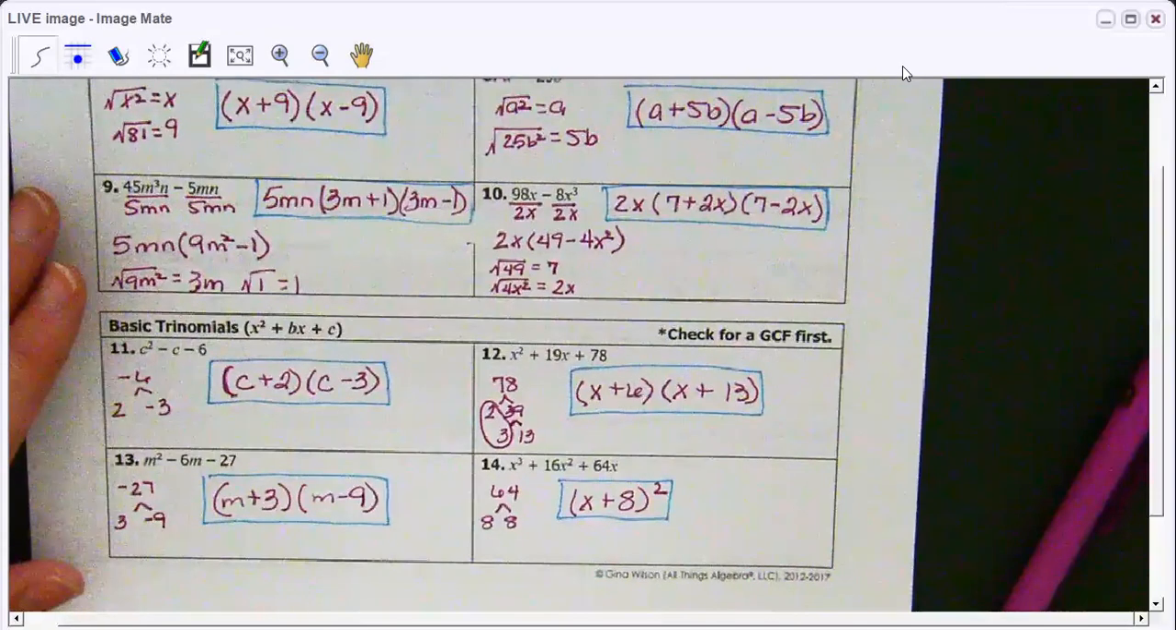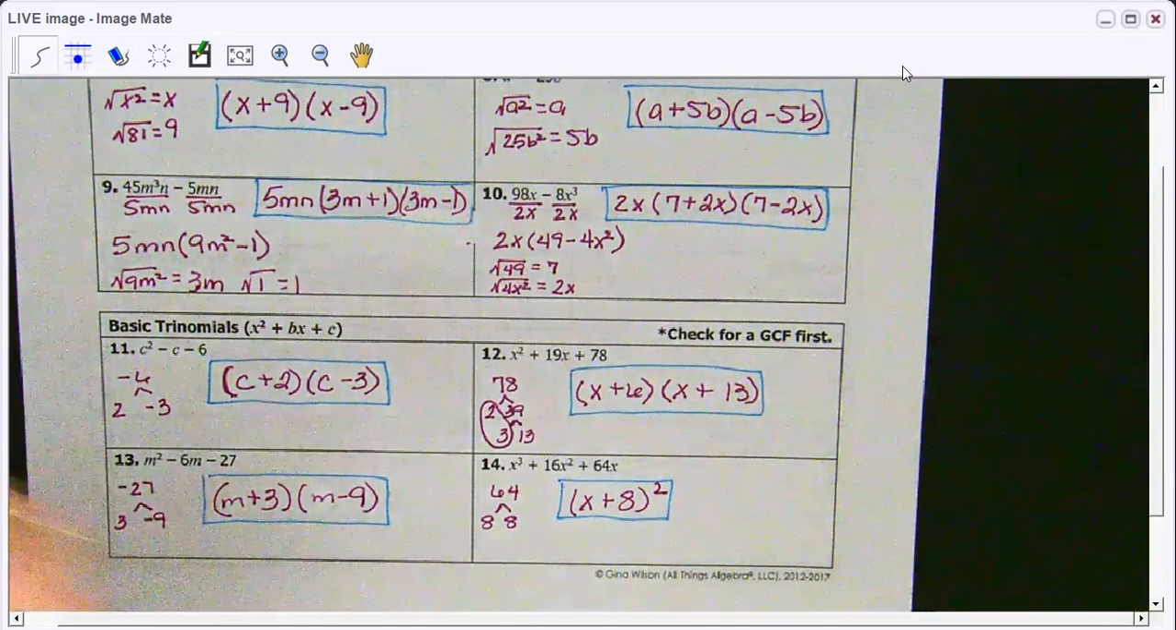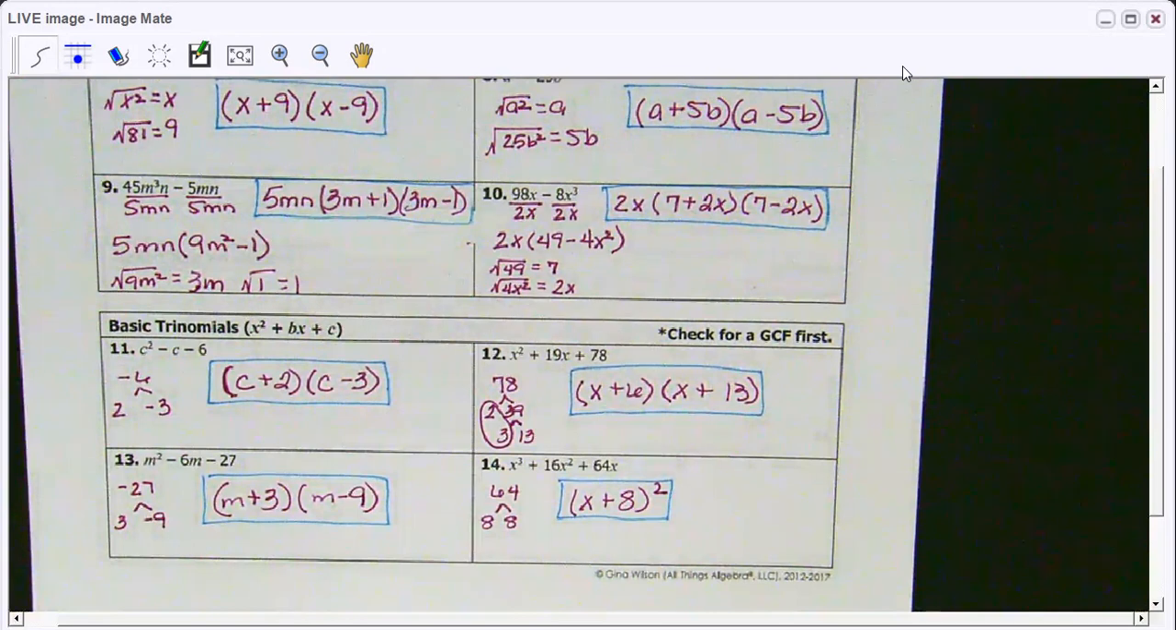Okay, here are the answers for 11 through 14. Check them. Make sure that you write these down, and if you're not getting them, maybe go back and look at them and see what you did wrong and how you can get it right, because I'll probably be using some of these for your test. Okay. Any questions on this page?